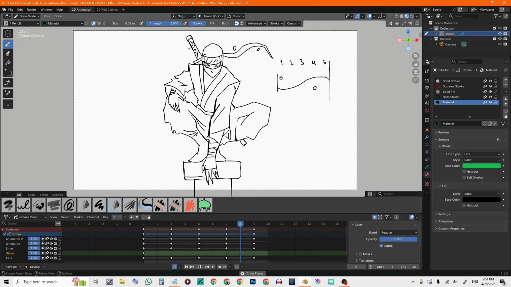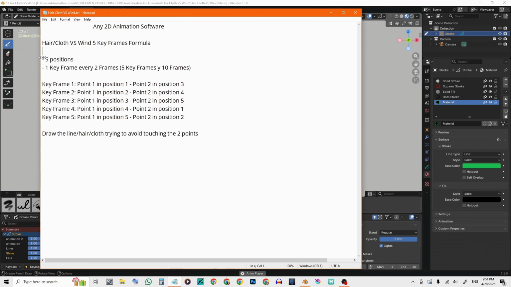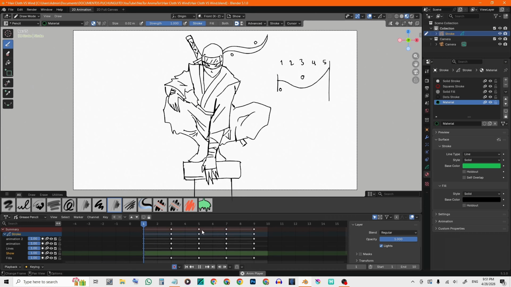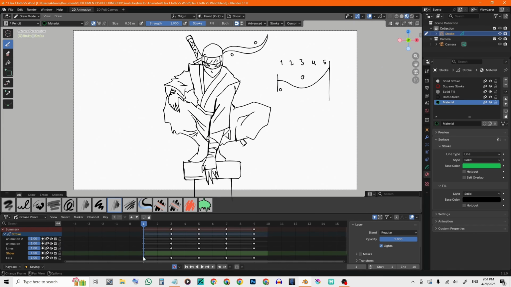Now we're using Blender, but since this is frame by frame animation, you can get this done in any other 2D software. And now, as you can see, this is based on 5 positions. So those 5 positions are right here. This is 1, 2, 3, 4, and 5. And we do have 5 keyframes, but we have 10 frames. That means that every keyframe is separated every 2 frames. So we have keyframe 1, 2, keyframe 1, 2, keyframe, and on and on. Alright, so let's get started.